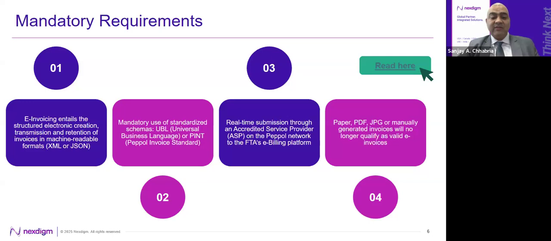So now the question comes in, can we start now or do we have to wait till June or July 2026? The answer is, if you have an ASP identified, and you are able to map your transactions in the way we will just talk about, you can even start now, but the only missing piece will be that your data will not be shared with the FTA.